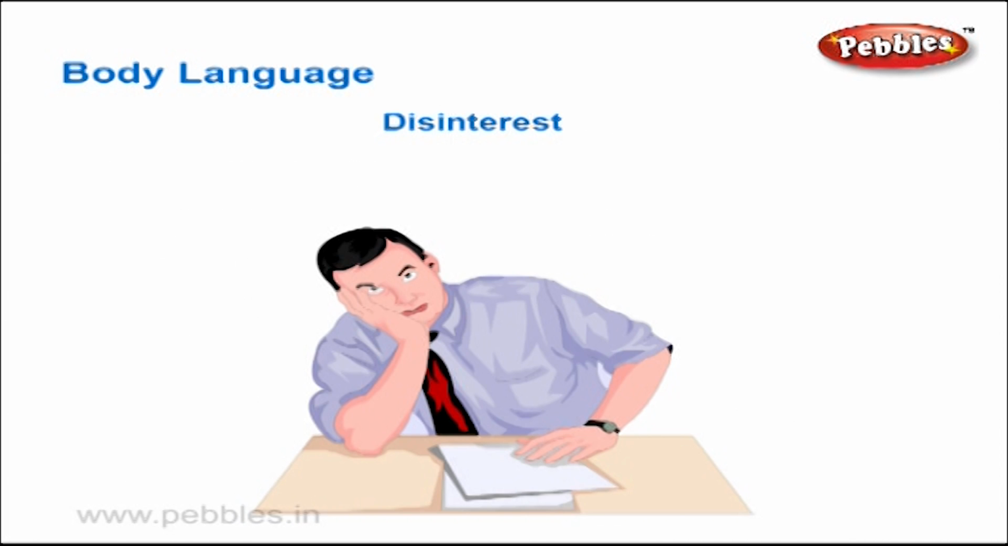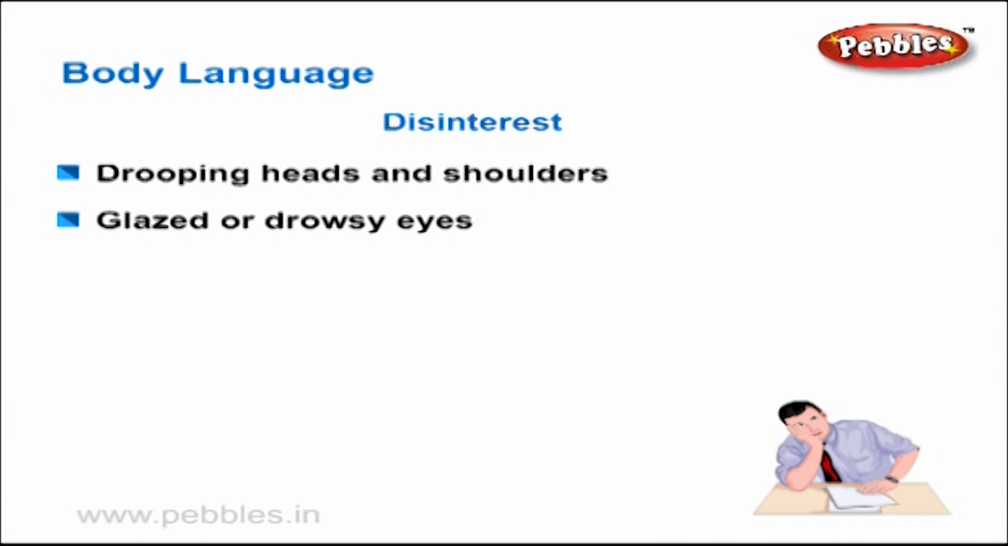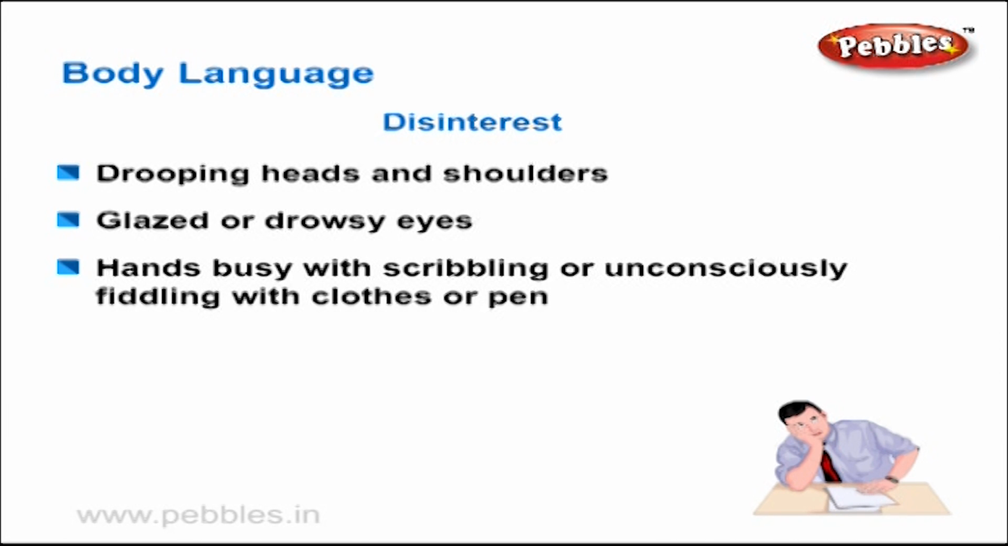Some common signs and signals that indicate whether the person is disinterested or disengaged are drooping heads and shoulders, glazed or drowsy eyes, hands busy with scribbling or unconsciously fiddling with clothes or pen, and a slumped posture.